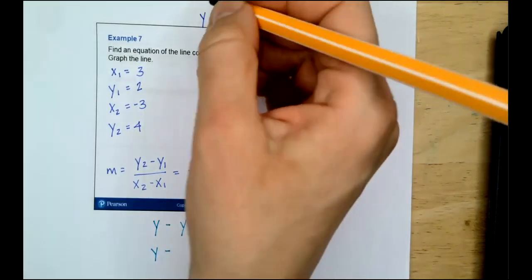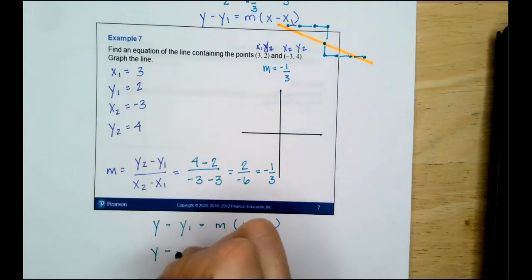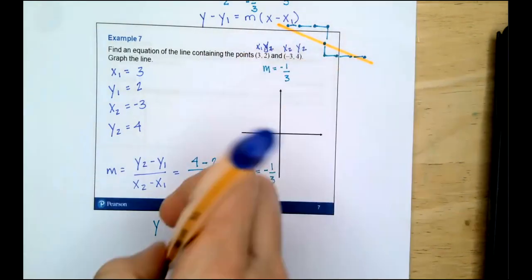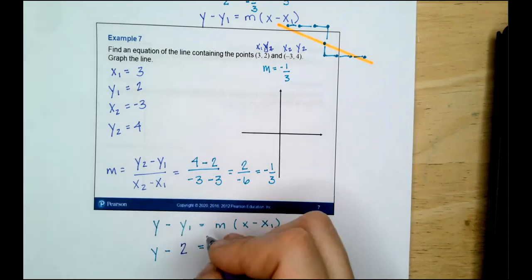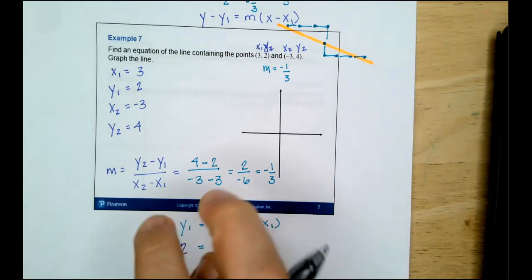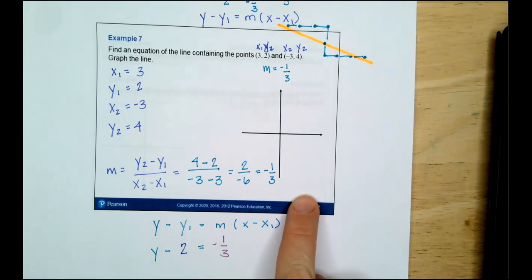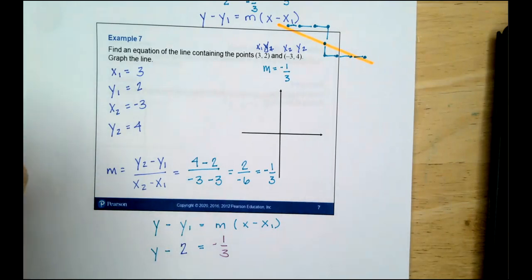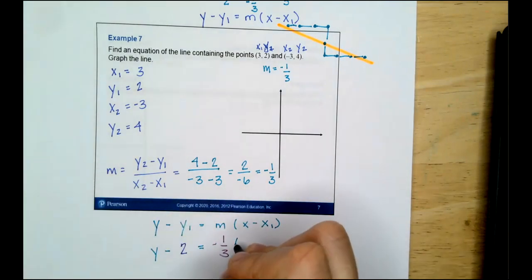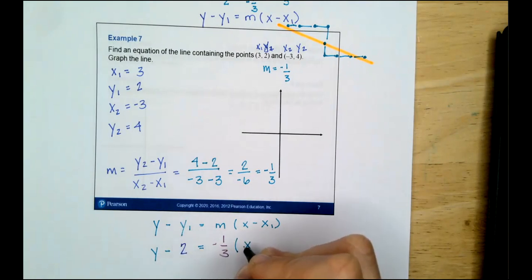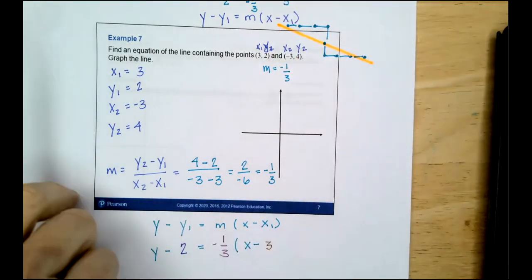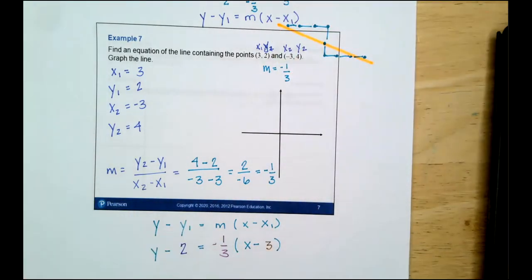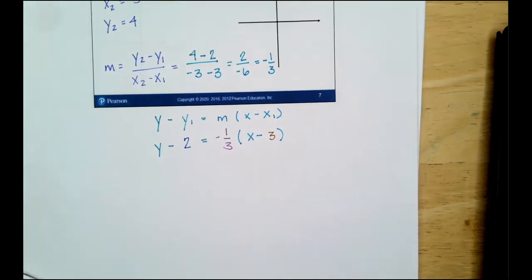Y minus, instead of y1, I'm going to put in a 2. And it was a positive 2. Equals, instead of the slope, I'm going to put in negative 1/3 because that's what we got by using the equation for slope. Leave x and y just in there, minus, and then x1 is 3. Now we're going to simplify.